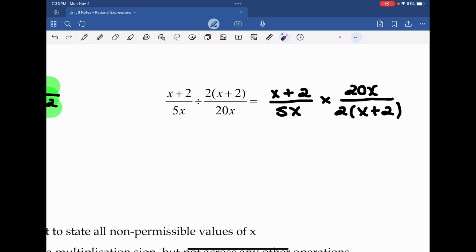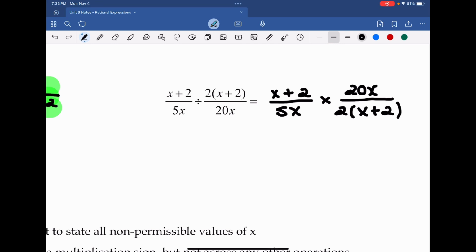Now, here's where it's a little interesting. When we look at what our NPVs are, our NPVs for the division case are these two that were in the denominator, but it's also this now, because as you see, the 2 times x plus 2 is now in the denominator, so all three of these need to be accounted for in the NPVs.